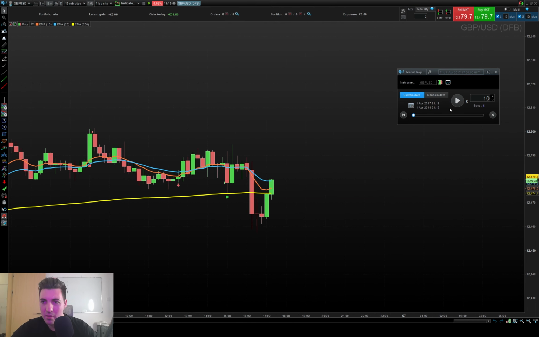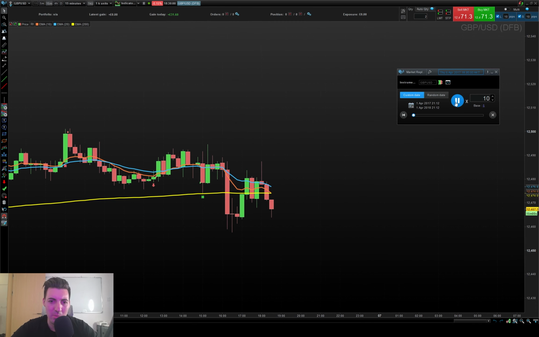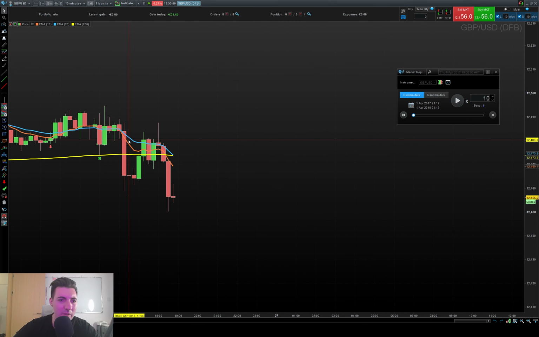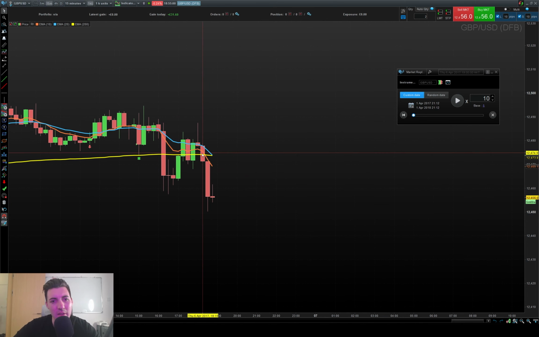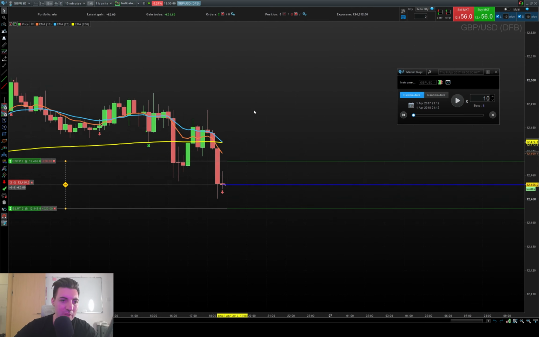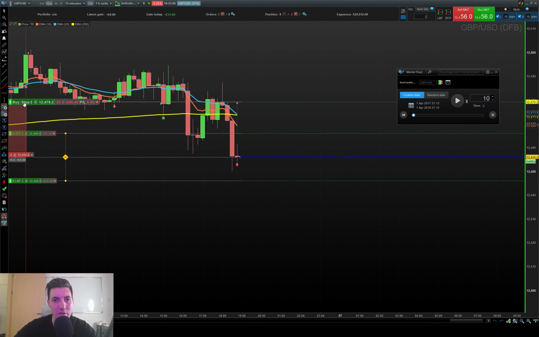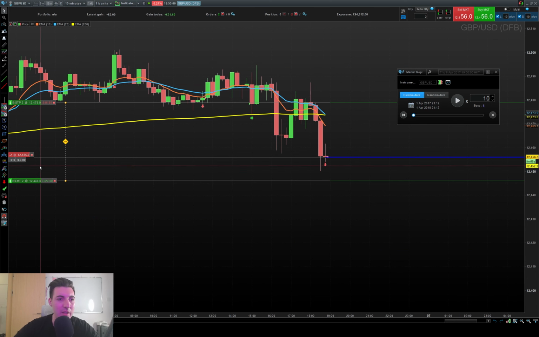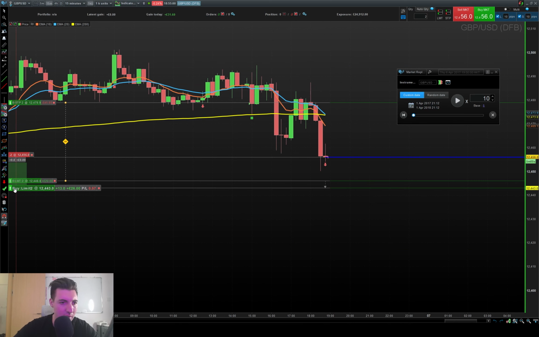Okay, so you can see, oh no, actually, let's let it move a little bit more. Okay, yeah, you can see now it's gone past that 200 moving average. The 10 EMA is now below the 20 EMA. I want to put in a short position. Sell at market executed. Bearish momentum. So let's see if we can get it right.